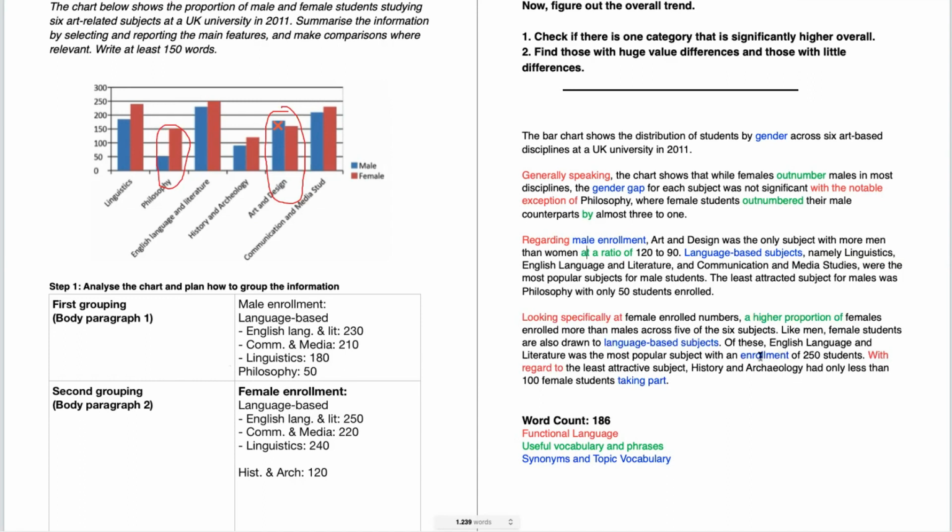And of course, we have "enrollment". "Taking part" is also a great verb phrase. Basically means participating in. But the more you use these great verb phrases, the more your examiner will understand that you've got a great vocabulary acquisition.